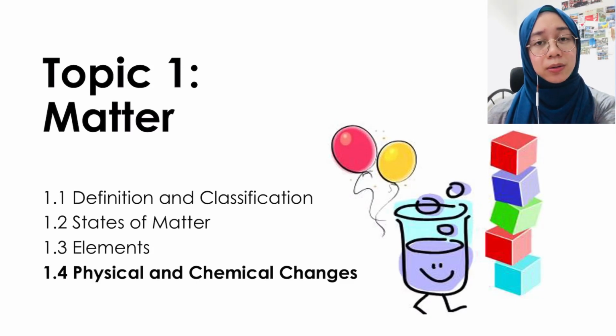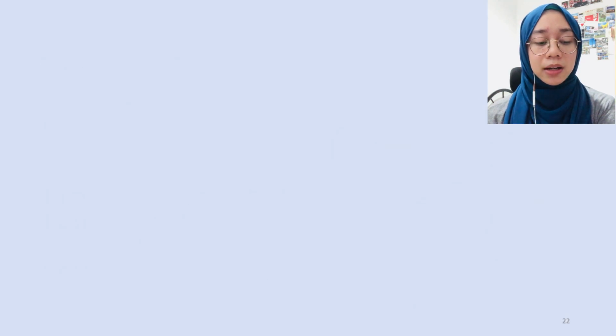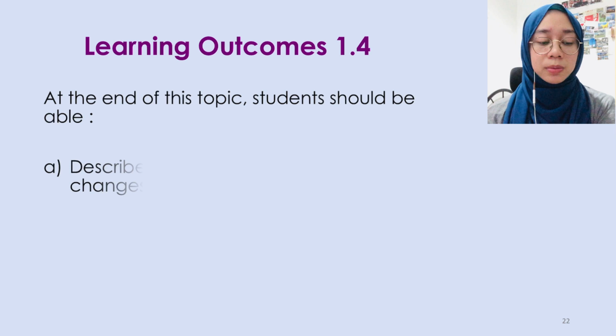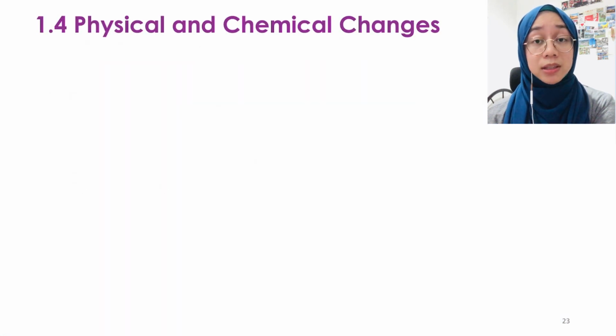So today we are going into the last subtopic of chapter 1, which is the physical and chemical changes. Therefore, let's have a look at the learning outcome now. By the end of this lesson, you should be able to describe the physical and chemical changes of matter. So let's first have a look at what is physical change and what is chemical change.